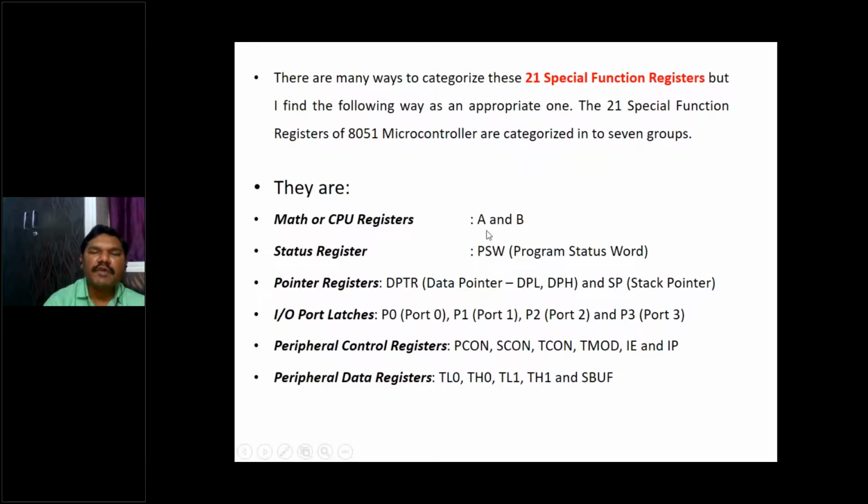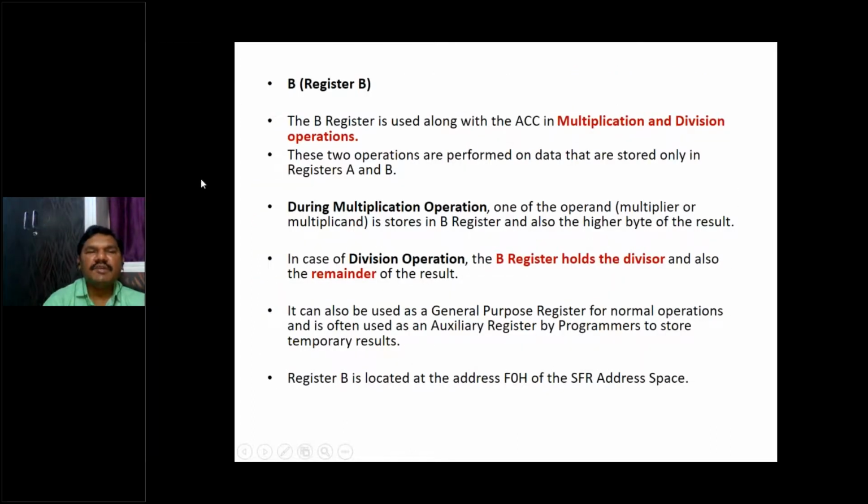Means these two mainly perform the mathematical operations of addition, subtraction, multiplication and division. The main purpose of this B register is multiplication and division operations. In the case of multiplication, the B register holds the higher byte of the result, because if you multiply two 8-bit registers, 2 power 8 into 2 power 8 equals 2 power 16. So this higher byte will be stored in the B register, because every register can store only 8 bits and the remaining 8 bits can be stored by the B register.